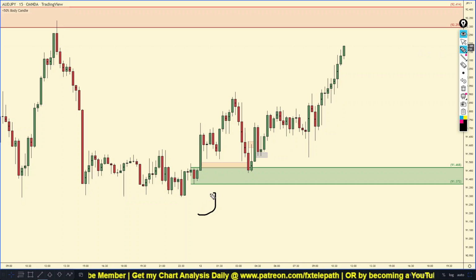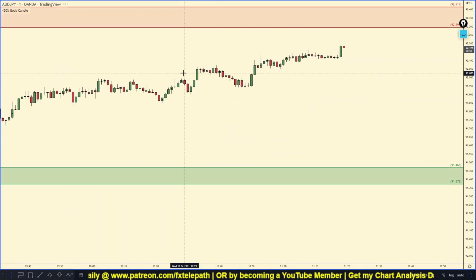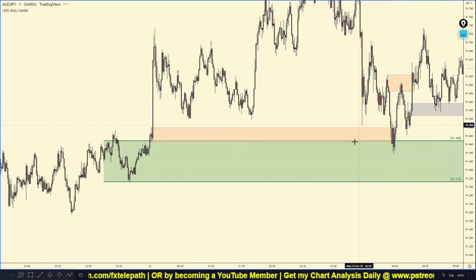So first of all, we find our 15-minute higher time frame demand zone, and then we wait for price to come and hit it. And then when price contacts that 15-minute demand zone, that is when we hop down to our 1 minute time frame. So now that we are on our 1 minute time frame, here's what we are waiting for.